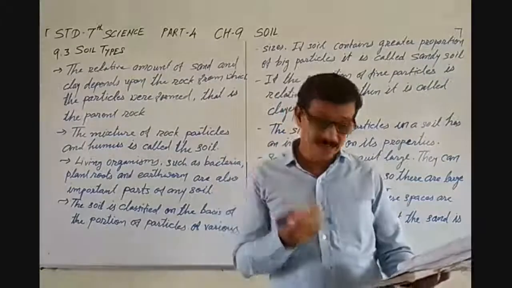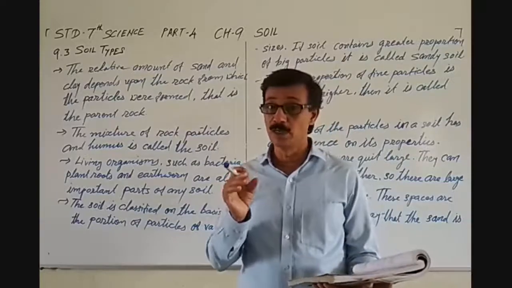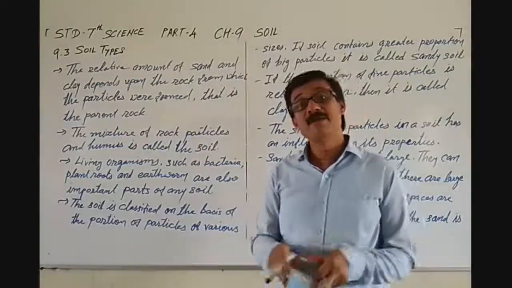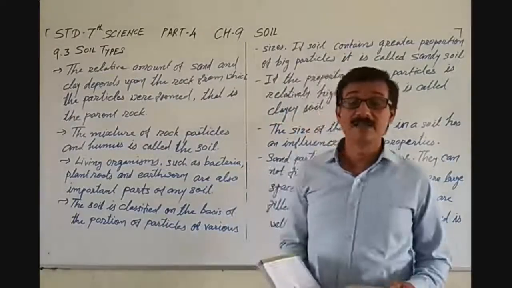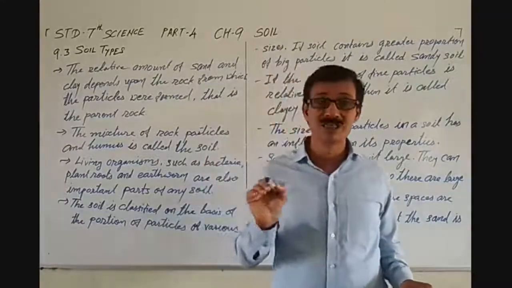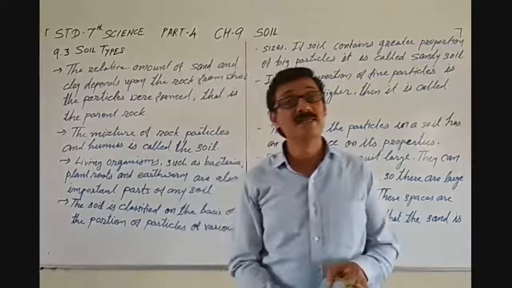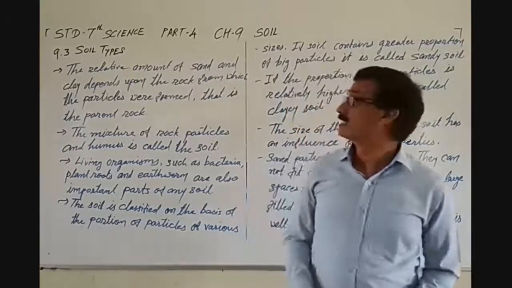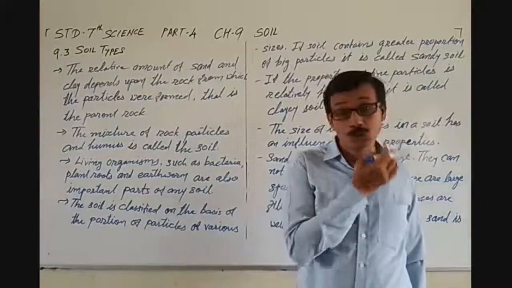A vertical section through different layers of the soil is called soil profile, and the different layers are called horizons. Then we discussed A horizon, B horizon, C horizon and bedrock. That's what we discussed in the last part. In this part we are going to discuss soil types.